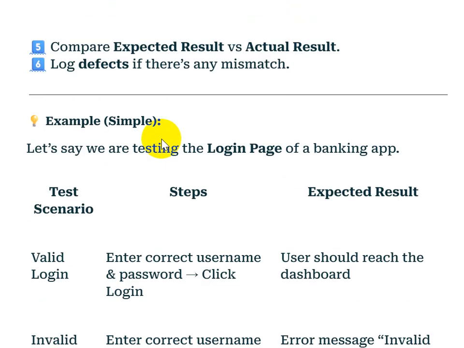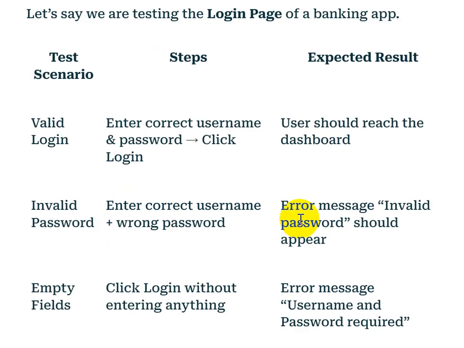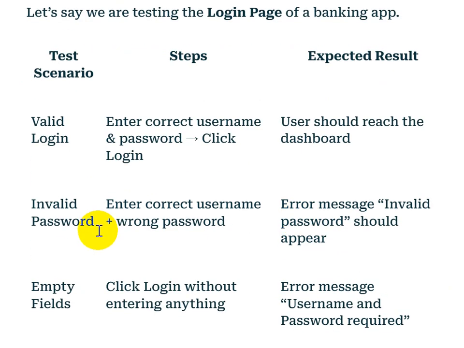Now I'll give one simple example. Let's say we are testing the login page of a banking app. Here the test scenario is a valid login. Steps: enter the correct username and password and click on the login button. The expected result is that the user should reach the dashboard. Once the user hits the login button with valid credentials, the system should reach the dashboard page.